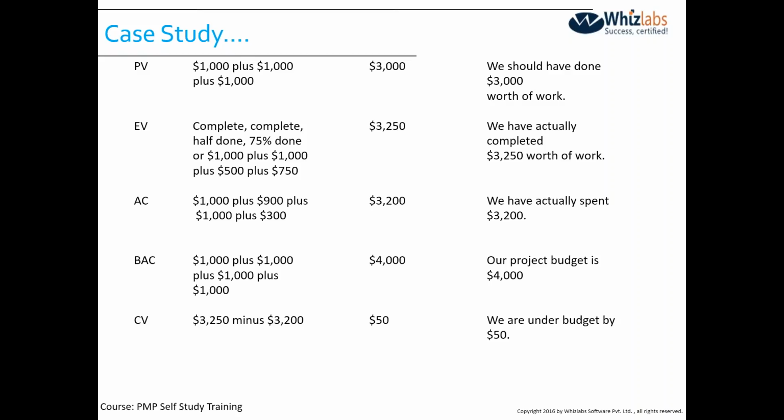Once again, I am repeating. Your cost variance or your schedule variance, as long as it is positive, we are in a good situation. The moment it becomes negative, then we are in a problem. So it is giving me a positive number. That means we are under budget by $50. It means we were able to spend X amount, but we actually spent X minus 50, right? Anybody has any question?